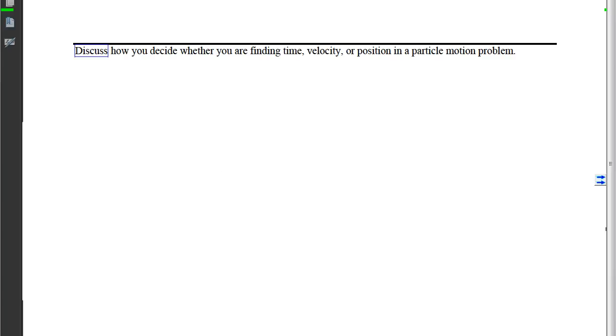So you can work on your notes web exam problems, numbers 5 through 7, and then tomorrow come prepared to discuss how you decide whether you're finding time, velocity, or position in a particle motion problem and what you do in each of those scenarios.